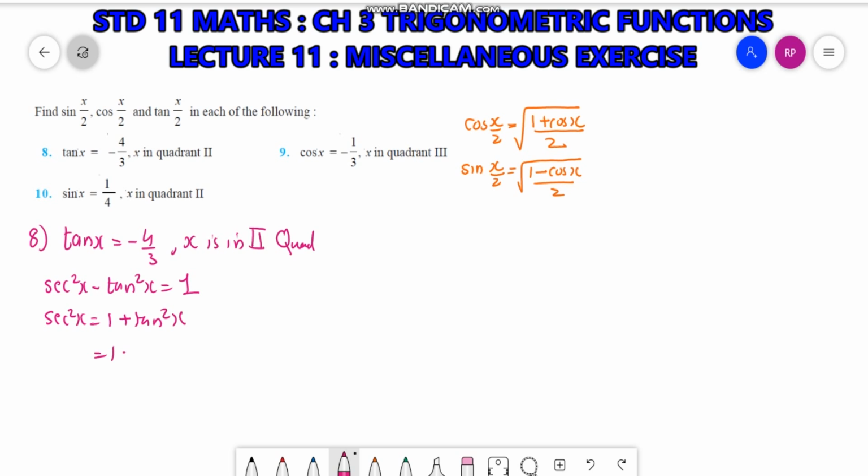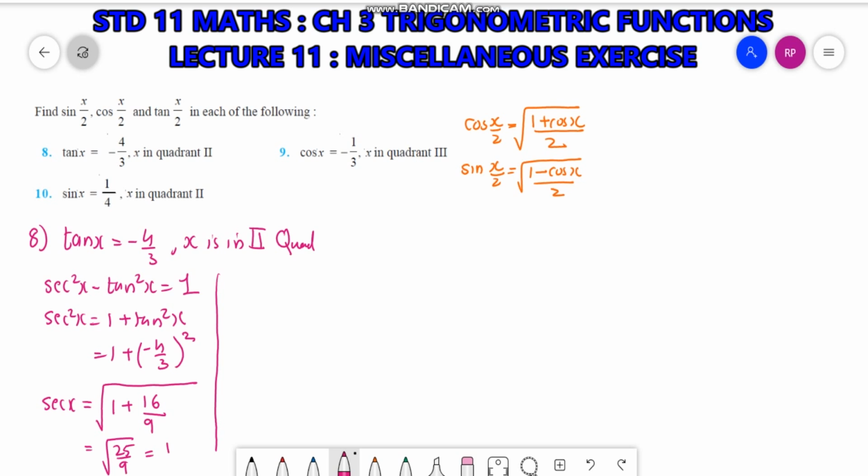It will be equal to 1 plus the square of minus 4 by 3. So sec square x will be equal to 1 plus 4 square, 16, over 3 square, 9, and as it is a square, it will be plus. So I will get 9 plus 16, 25, over 9. So sec x will be equal to the square root of 25 by 9.